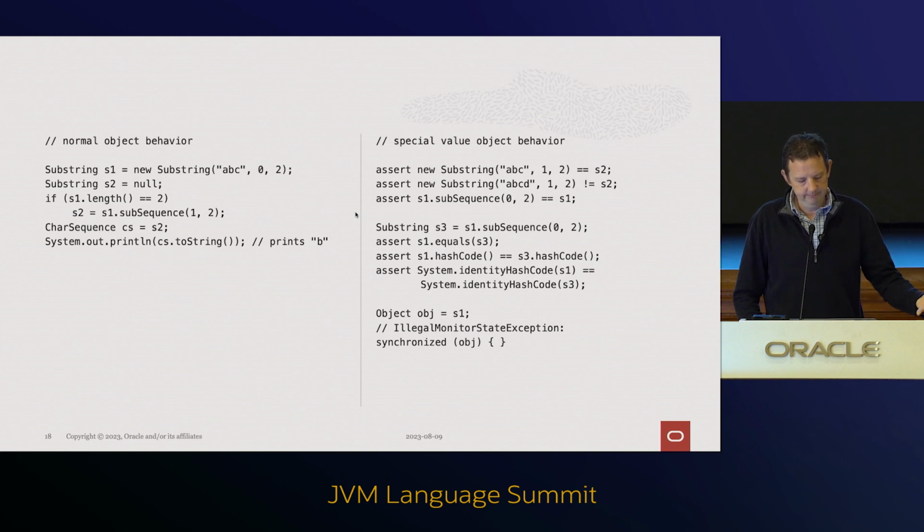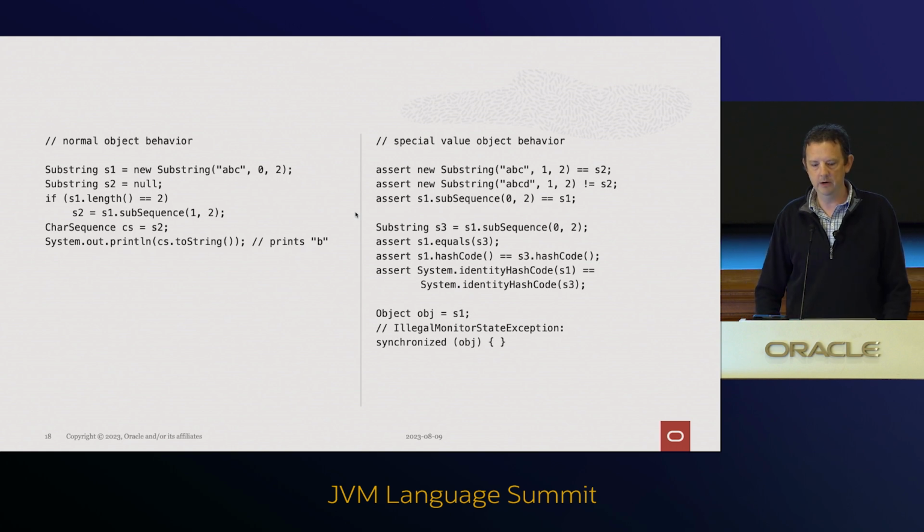On the left, here's some just normal object things you can do with this value class. Allocate it, have variables with nulls. All of that is just normal. On the right, those are the special behaviors. So first of all, there's the equals operator.